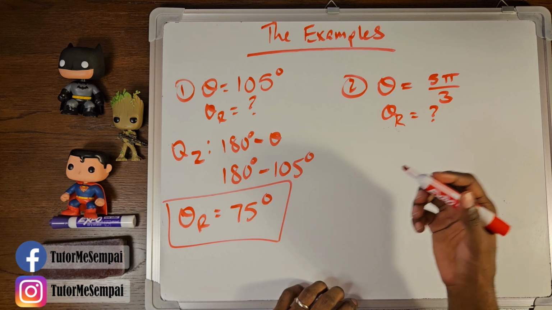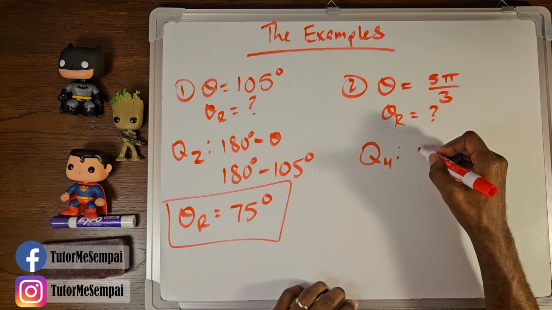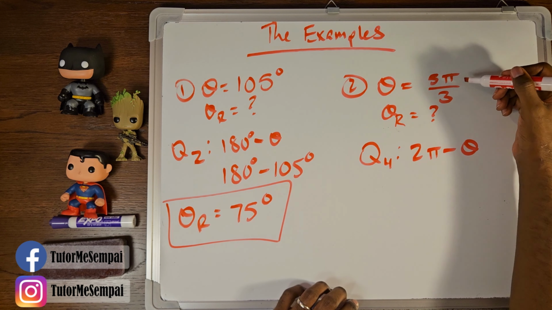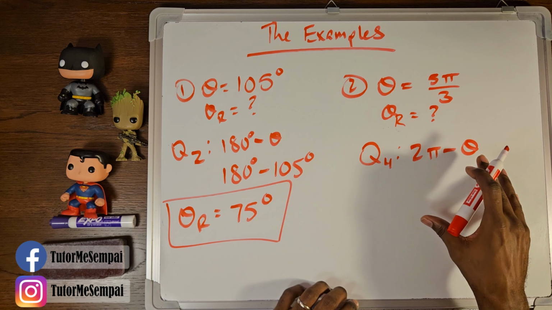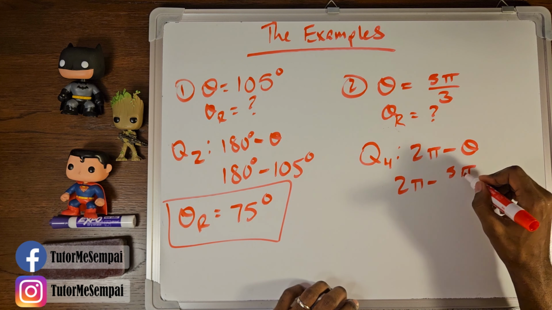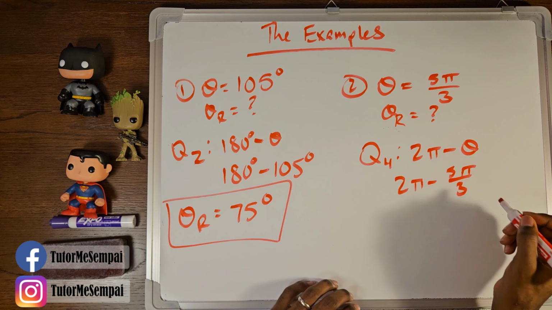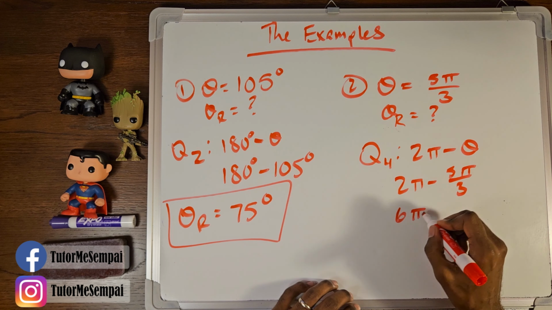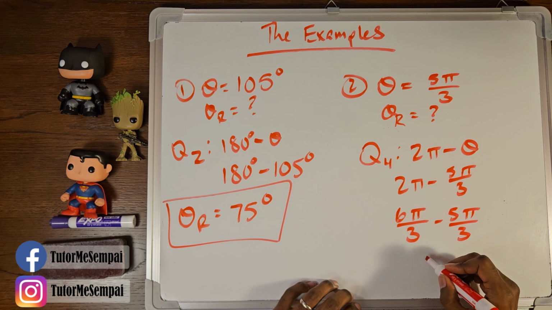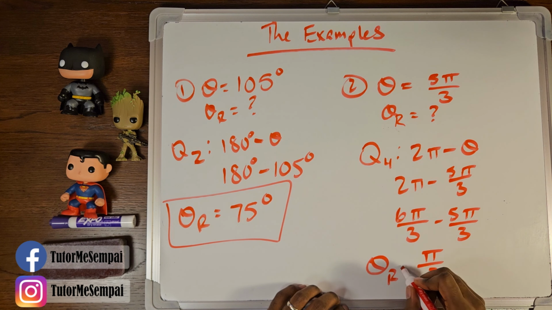Well, 5 pi over 3 is going to be in quadrant 4, which means that our formula should be, because we're in radians, 2 pi minus our theta being 5 pi over 3. So now let's plug in our numbers and see what we get. So we have 2 pi minus 5 pi over 3. And we know we need to make this into fractions so we can actually do the subtraction. So 2 pi is simply 6 pi over 3 minus 5 pi over 3. And this is just going to give us pi over 3. And that should be our reference angle.